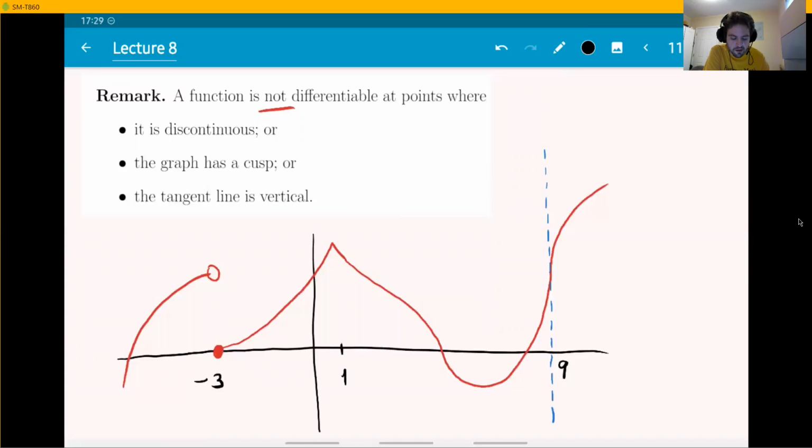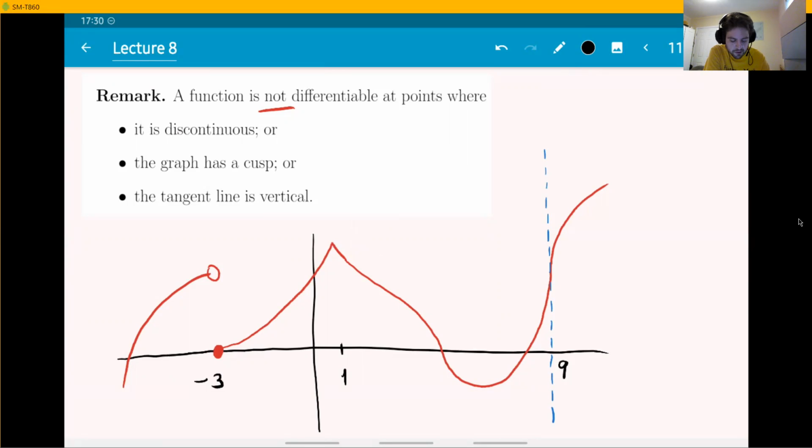For example, as I mentioned before in the beginning of today's class, if the graph has a cusp at a specific point, then it's not differentiable because there is no tangent line. Look at the graph down here. At the number 1, we have a cusp. There is no definition of the tangent line. So you cannot talk about the slope of the tangent line, which is the derivative.